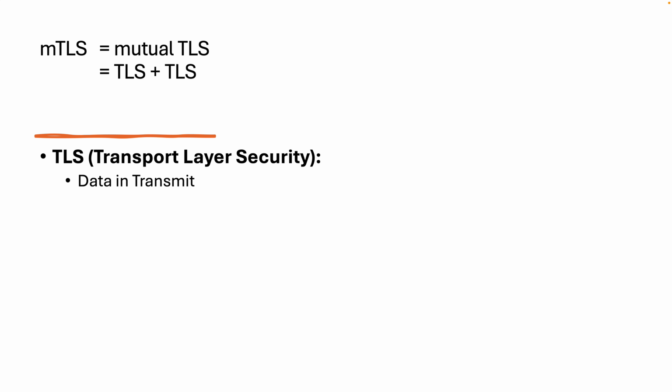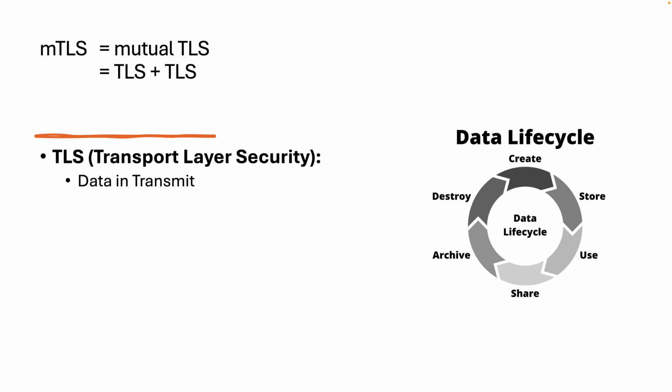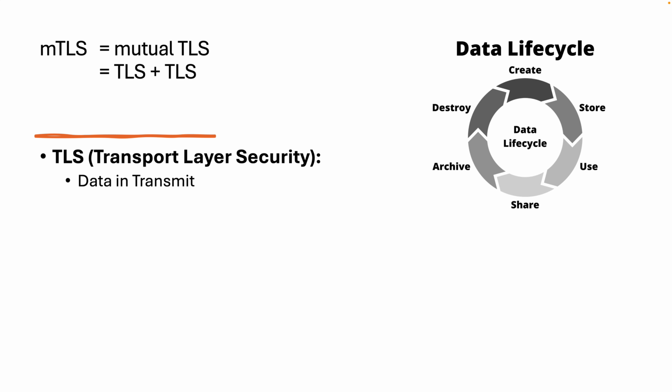TLS is a protocol used to secure data when it's transmitted over a network. While we often talk about data having 5 or 6 lifecycle stages like create, store, use, share, archive, and destroy, the truth is data can be transmitted at any stage. And TLS steps in any time two systems need to establish or secure a session for that transmission.